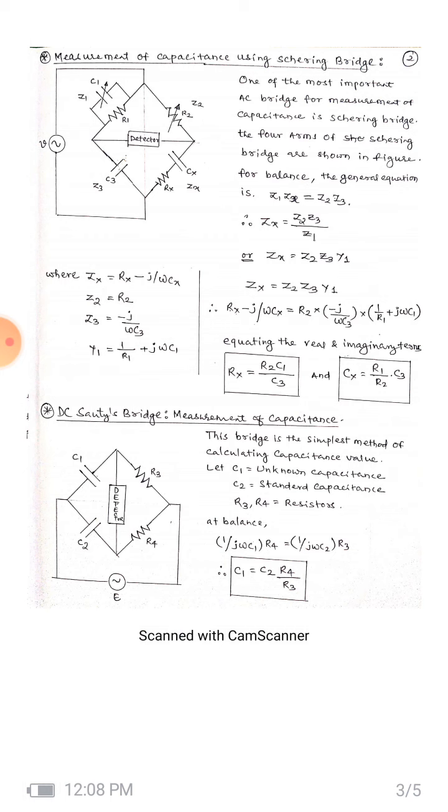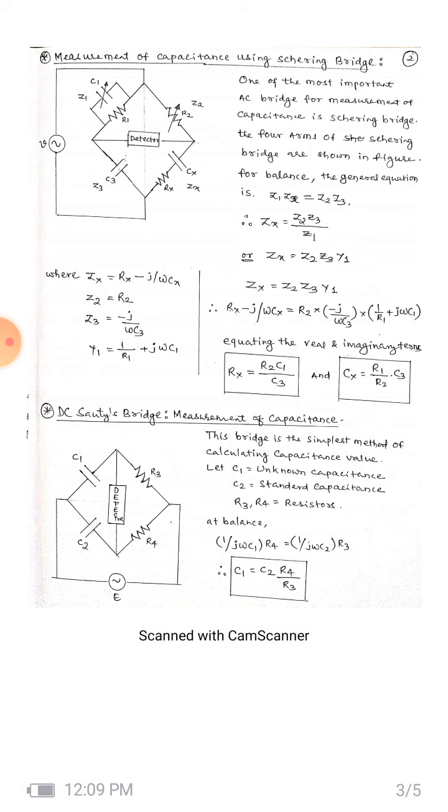So we can get Zx is equal to Z2 into Z3 divided by Z1, or I can say Zx is equal to Z2 into Z3 into Y1. Y1 is basically the admittance, that is, 1 by Z1 is equal to Y1. So instead of 1 by Z1, we have written Y1 here. Finally I can write Zx is equal to Z2 into Z3 into Y1.